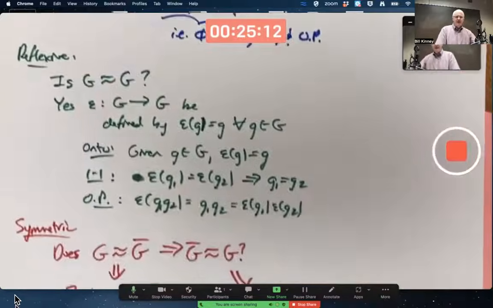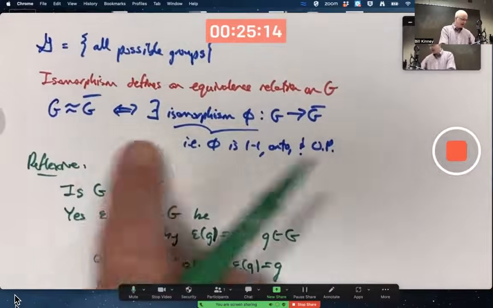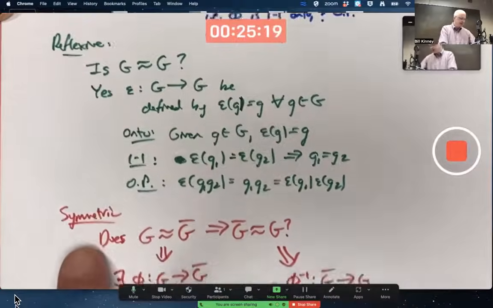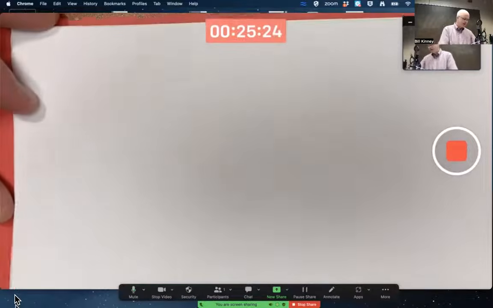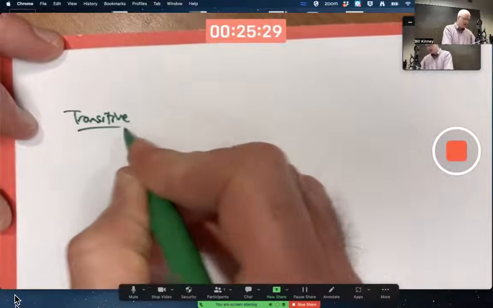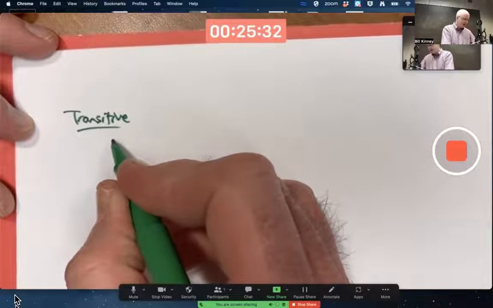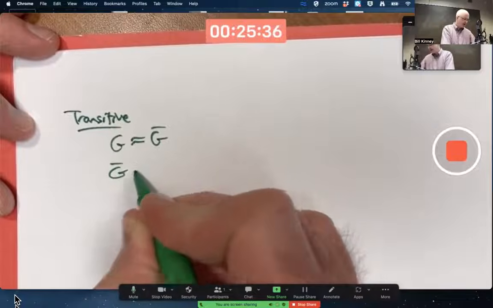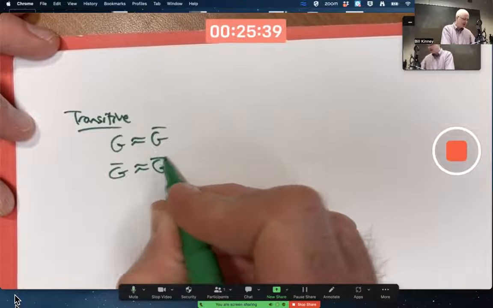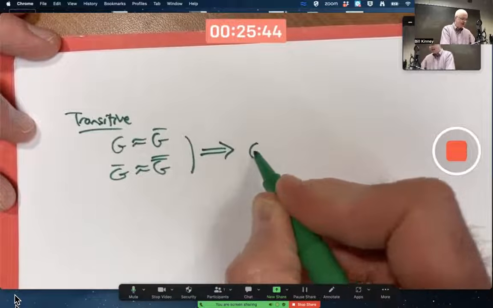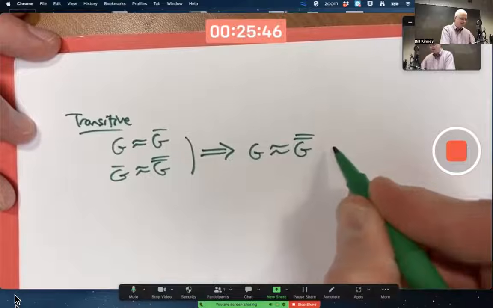But we're not done in proving that being isomorphic is an equivalence relation yet. We've proved the reflexive property and the symmetric property. We've got the transitive property left. Transitive. If G is isomorphic to G bar, and G bar is isomorphic to, oh, what should I call it? How about G double bar? Does that imply that G is isomorphic to G double bar? Fun with bars.